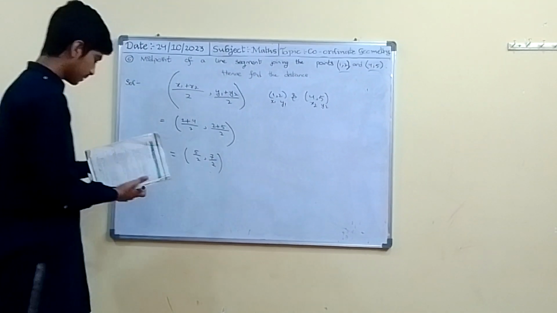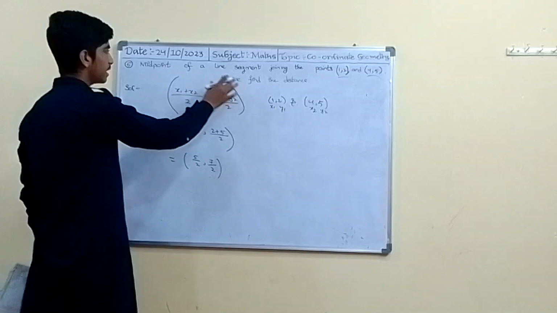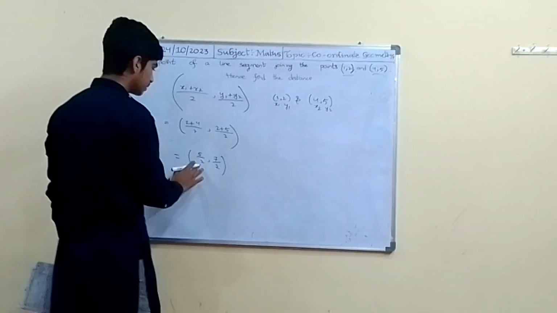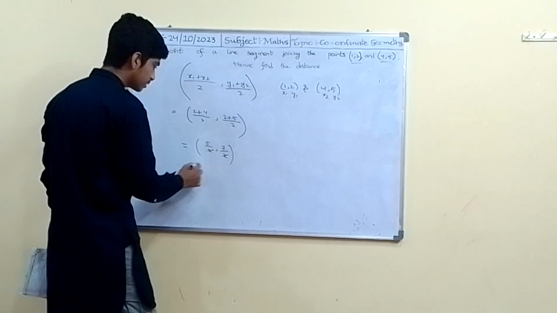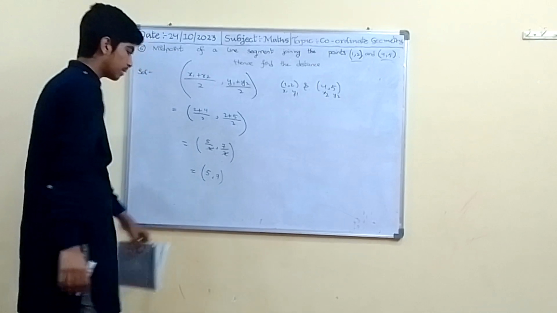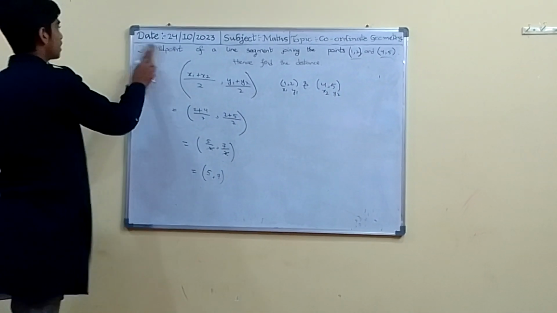So the distance between the midpoint of a line segment joining points 1 comma 2 and 4 comma 5, the distance is 5 by 2 and 7 by 2. Here denominators are same, so we have to cancel it. The distance will become 5 comma 7. So this is the answer. Now we will enter into another problem.